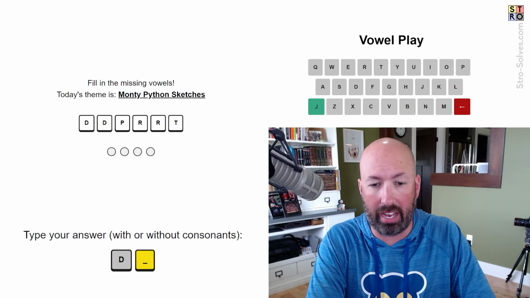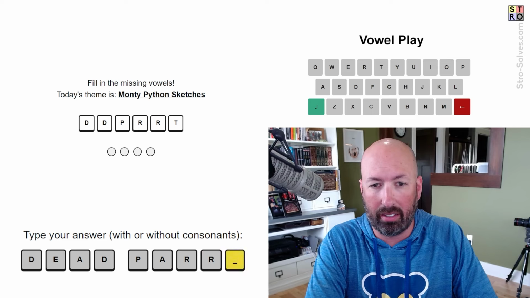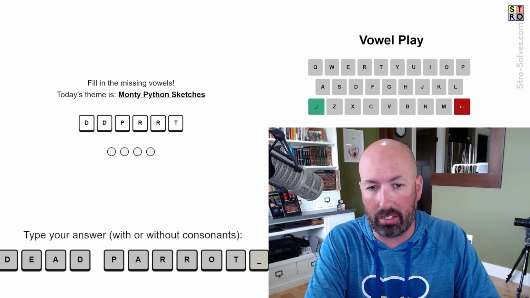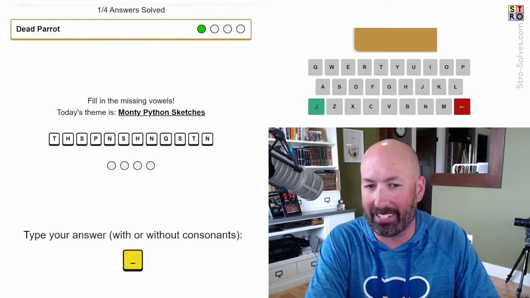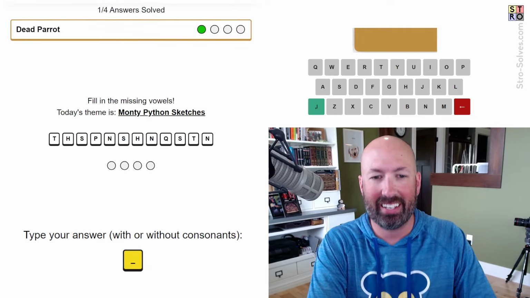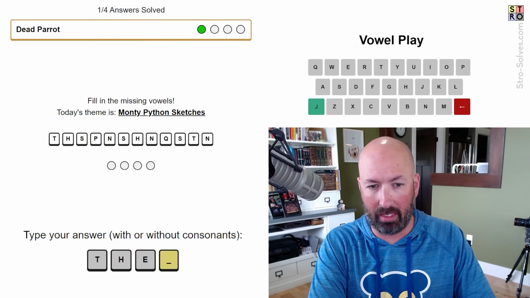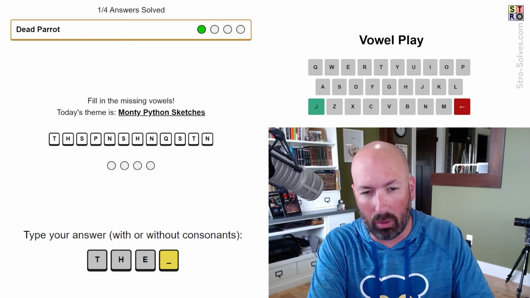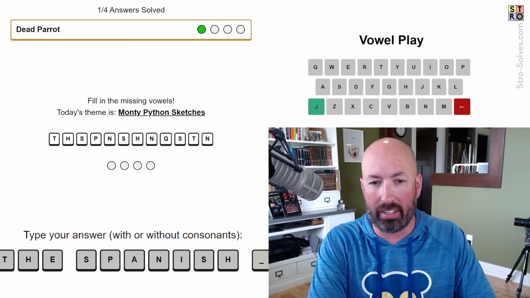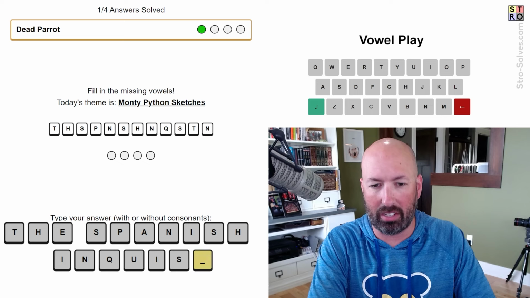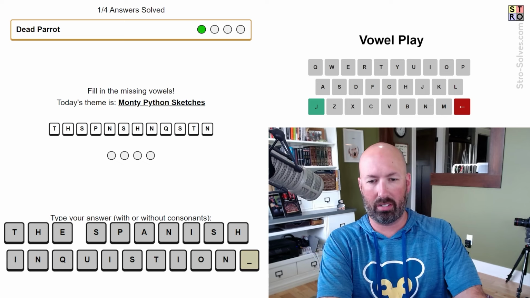I don't know if this is a sketch, but dead parrot fits the letters and feels like something that would be a Monty Python sketch. Okay, don't know that one. It's probably the or these or this or the Spanish Inquisition. The Spanish, you never expect the Spanish Inquisition.